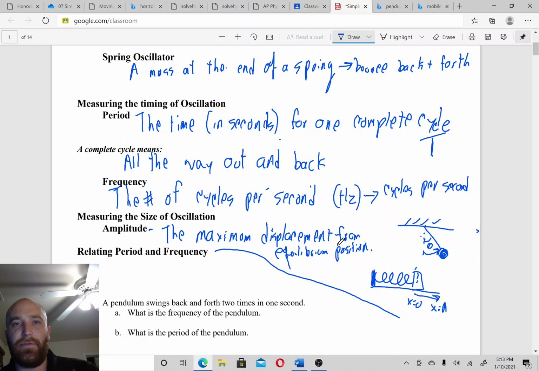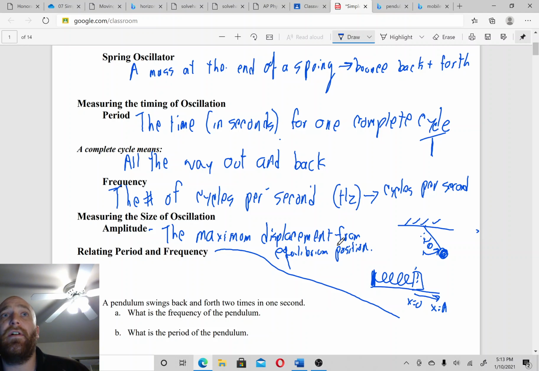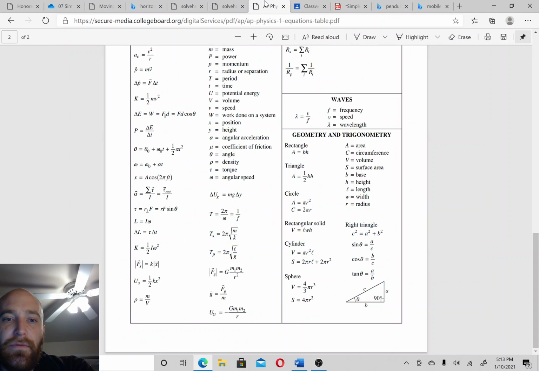Relating period and frequency. All right, we get a new equation for this. Now, period and frequency are both measurements of timing. And so again, they can be very confusing. Since they're both measurements of timing, if you know one, you can always find the other. Because if you know the timing, as described by one value, you can find the timing as described by this other value. The equation relating them is in your AP reference tables. It is this guy right here. It's T equals 1 over F.